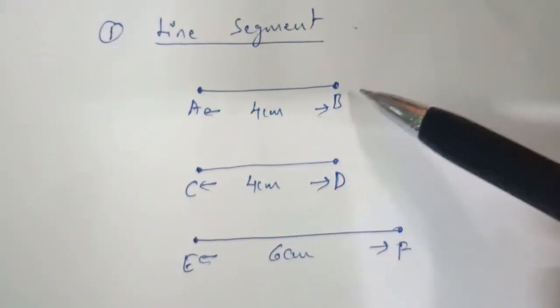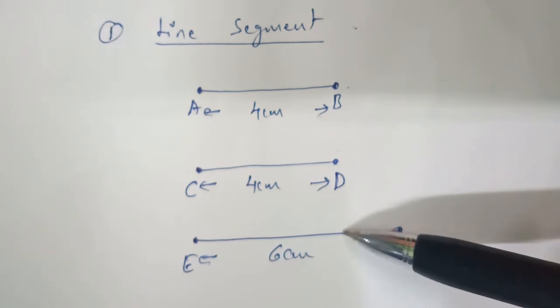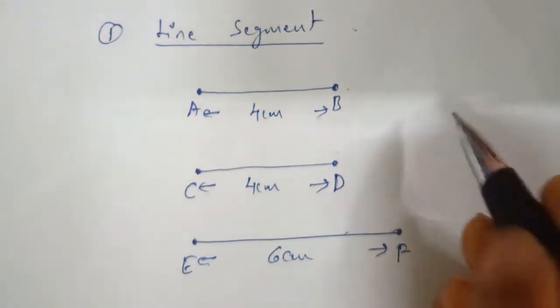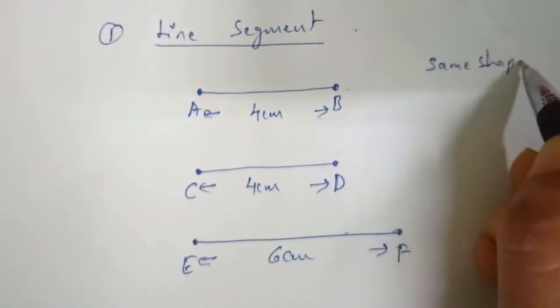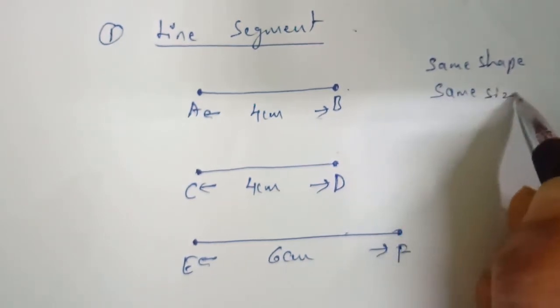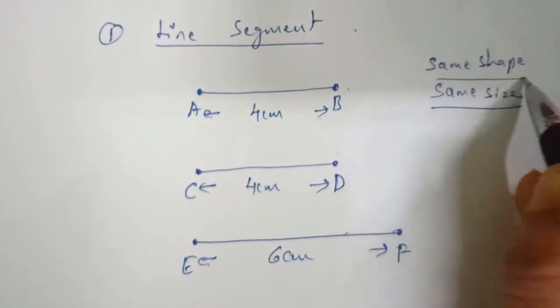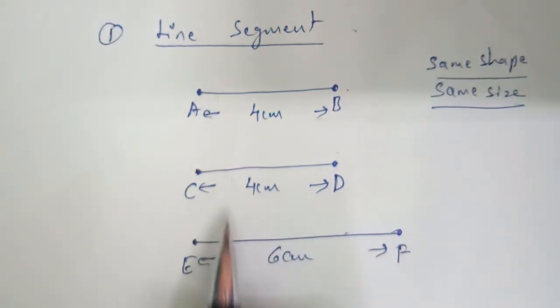Now let us check whether these three line segments are congruent or not. Before starting, congruent means same shape, and same size. Shape means how they look, and size means their measurement should be the same. If we see line segments AB, CD, EF, all of them have the same shape. Shape means all three look like a line segment.